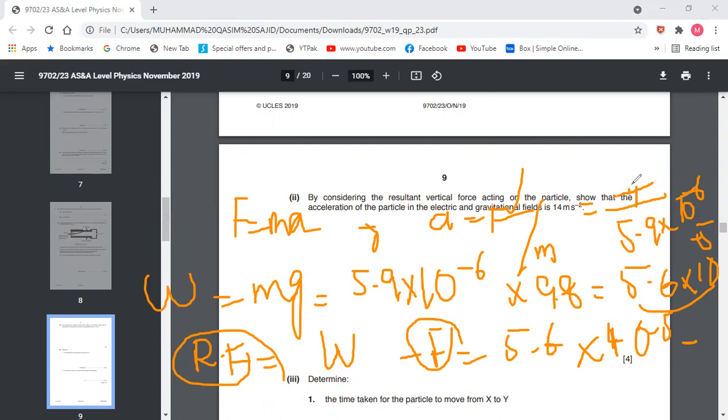Now for acceleration, A equals F upon M. So we divide by m, and M is 5.9 into 10 raised to power minus 6. Is this clear or not? Yes. That is the end of the question.